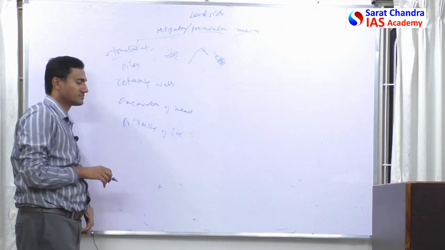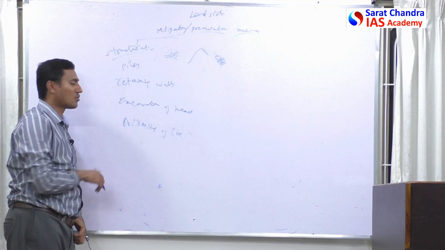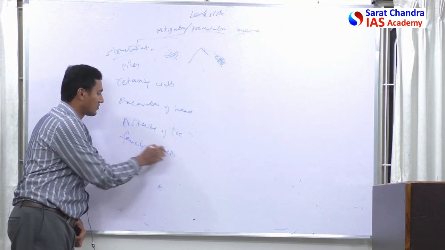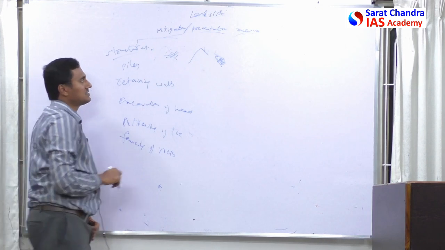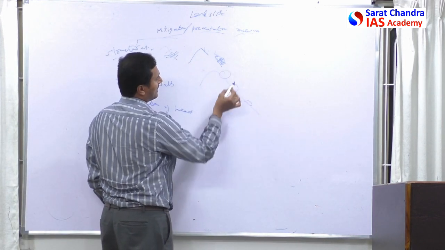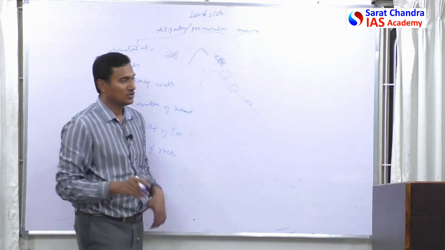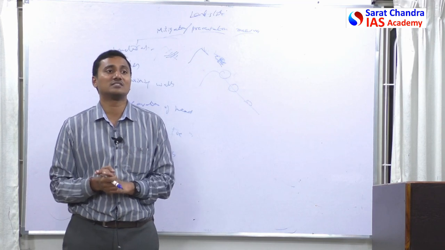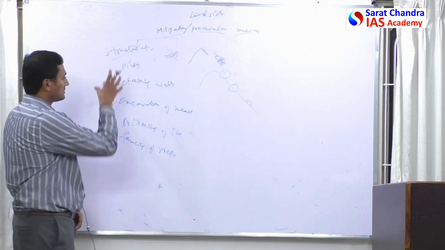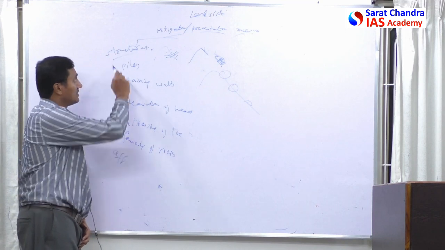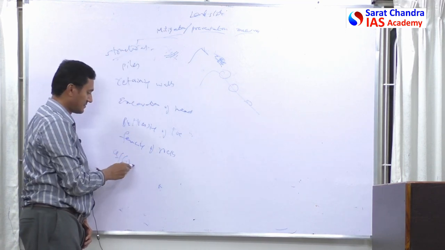Similarly, fencing of rocks. That means there is a rock here, around the major rocks you go for fencing, so the rock will never fall down, fencing will stop it. These are structural measures, even afforestation, you can call it structural afforestation.